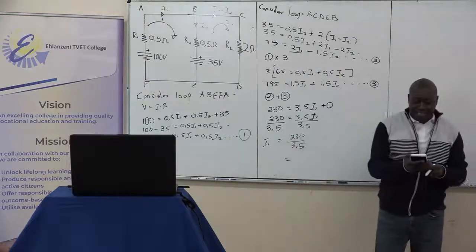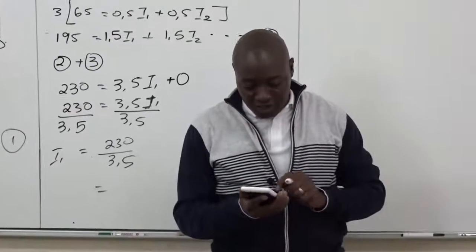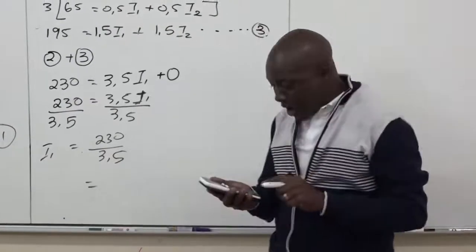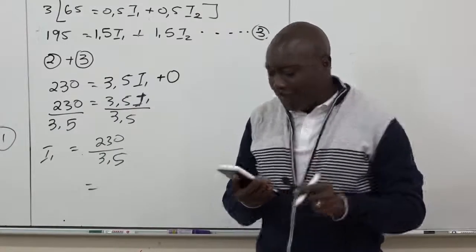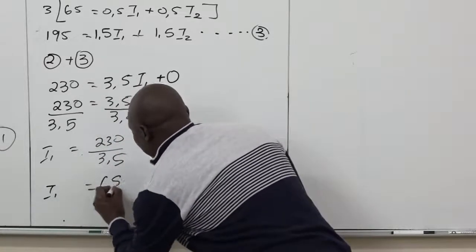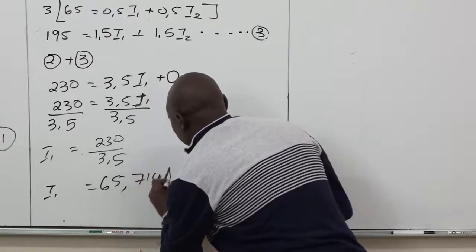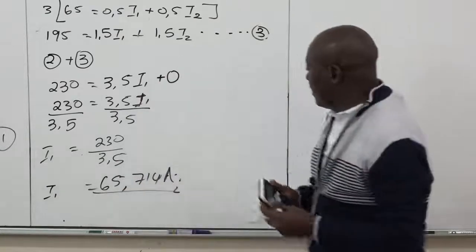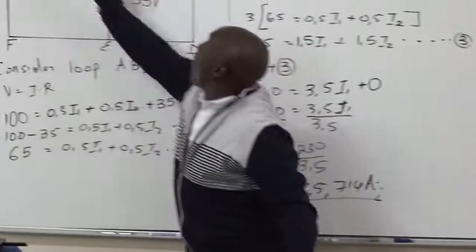Now let's find the answer. What will be the answer of our I1? I have 230 divided by 3.5, and the answer is 65.714 ampere. That is the value of the current I1. So I found the value of I1.